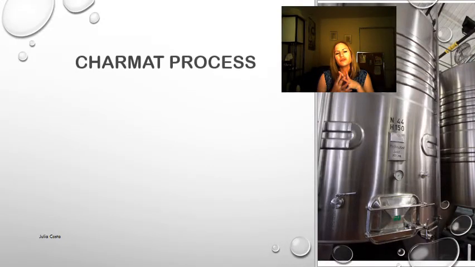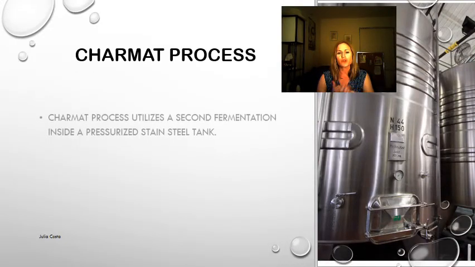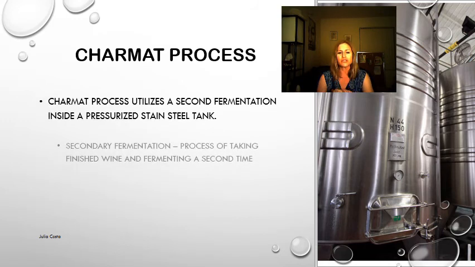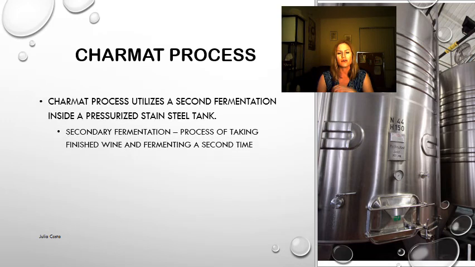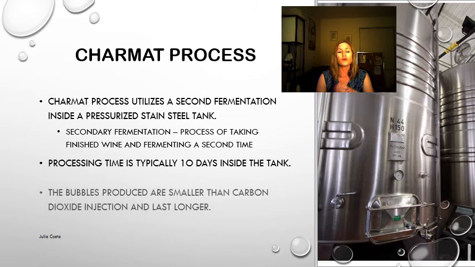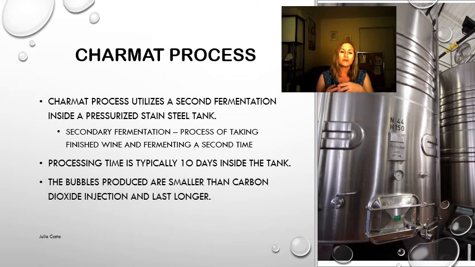The second major process of making sparkling wine is through Charmat. Charmat process utilizes a secondary fermentation inside a pressurized still tank. Secondary fermentation is the process of taking a finished wine and fermenting it a second time. Processing time inside the tank is normally around 10 days. The bubbles produced are smaller than carbon dioxide injection and typically last longer.